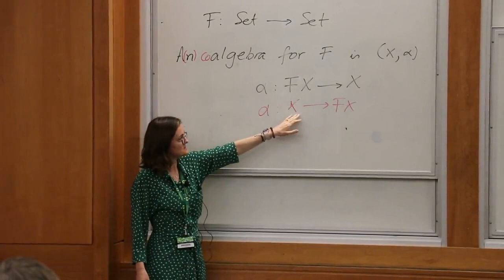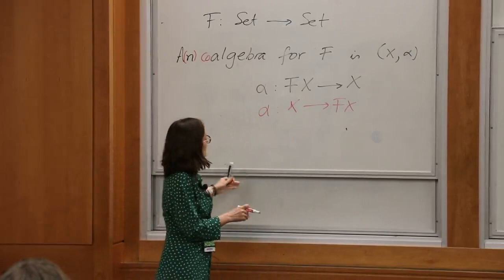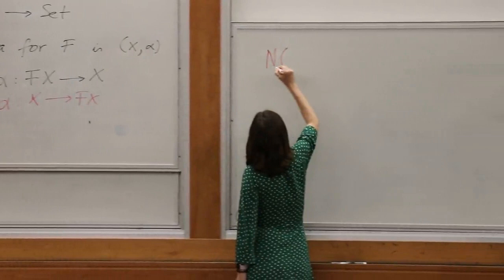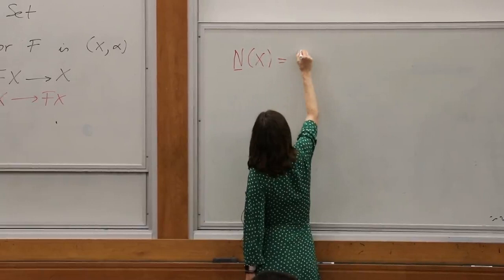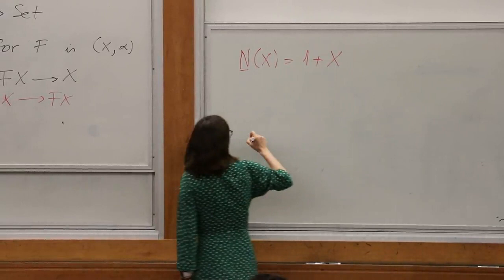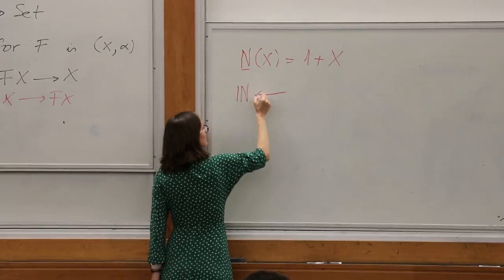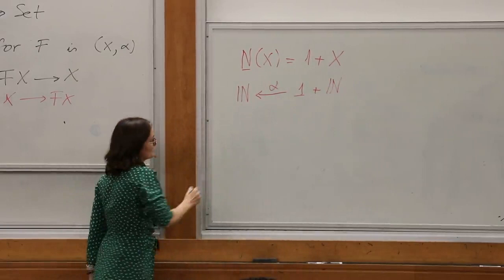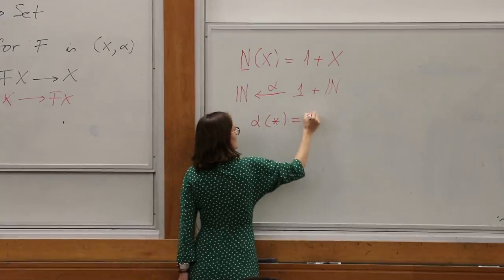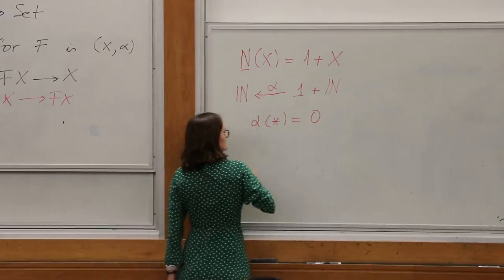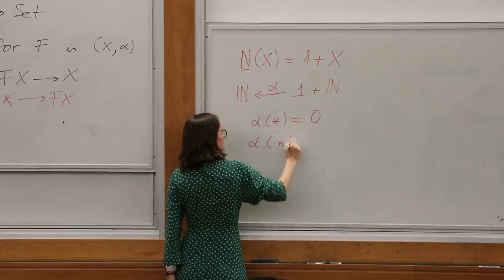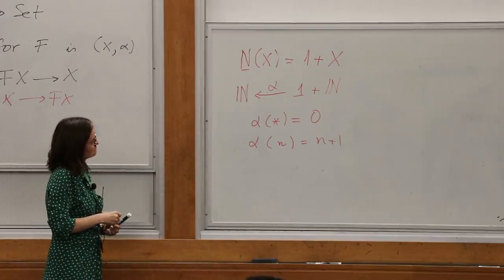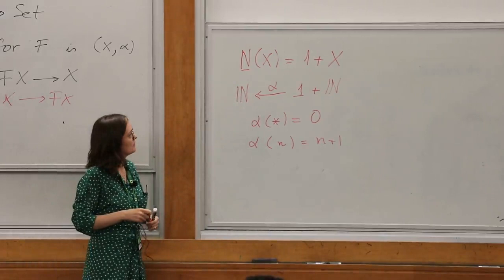One example of an algebra: let's take a functor, which I'm going to call N. One example of an N-algebra is the natural numbers. You can define alpha sending the element of the set 1 to 0, and then if I have something on this side, I just send it to n plus 1. So the natural numbers are an algebra for the functor N.